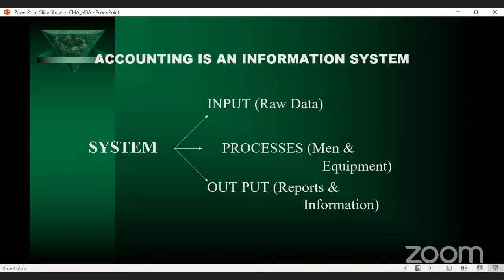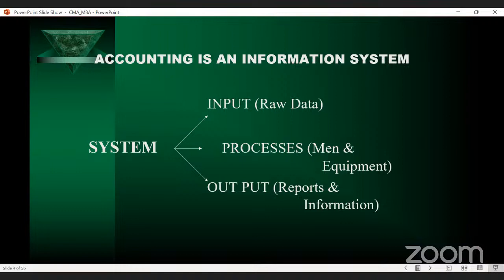As you know, we can say computer is a system. So in computer, what we are doing, we are providing some raw data, we are providing some input, and it is processing our data. After processing the data, it is giving us some outputs. So exactly, in accounting, you can also call it as one of the information system.